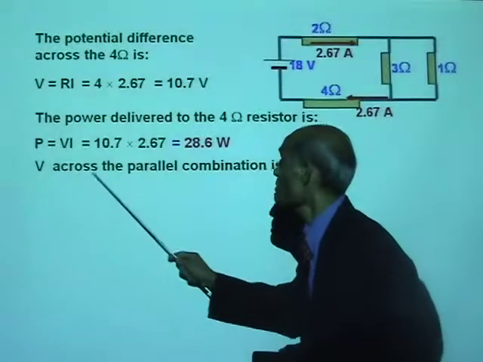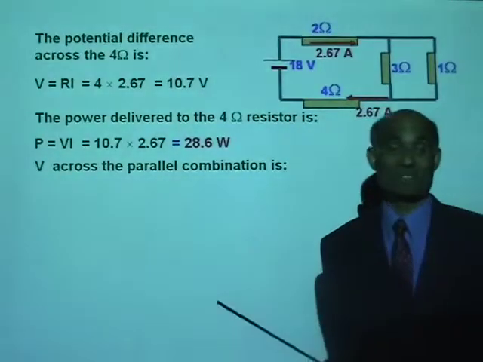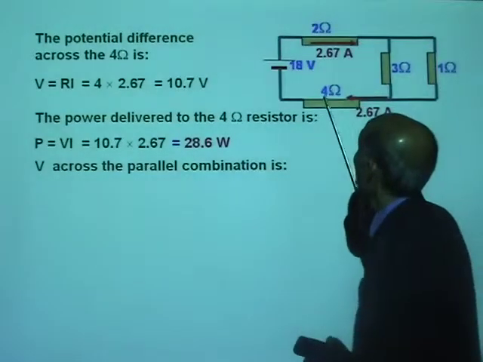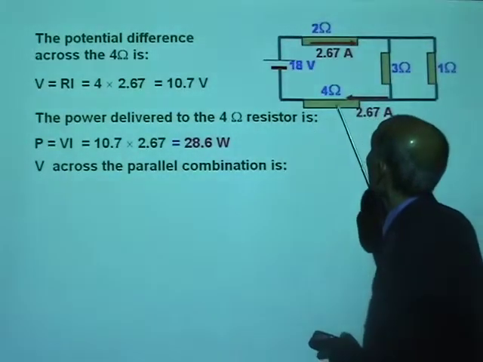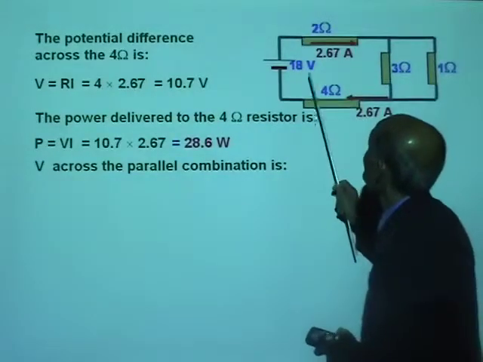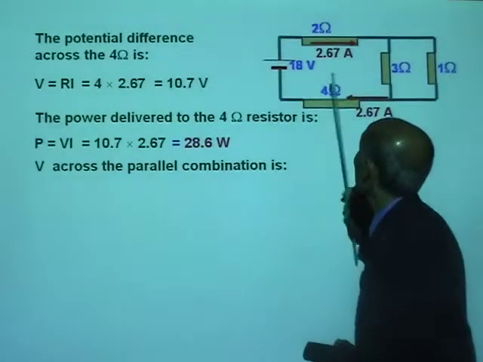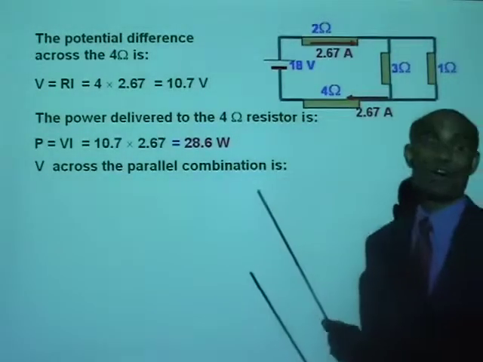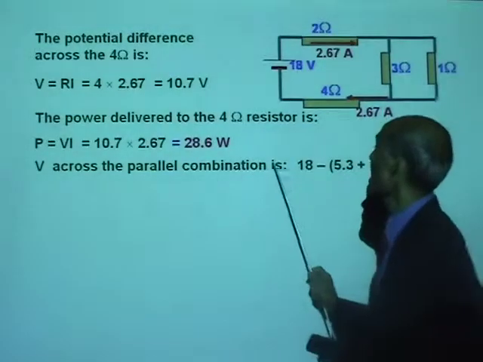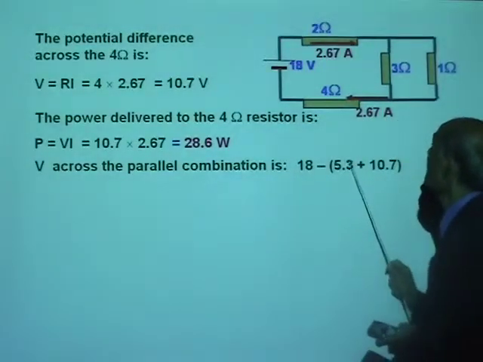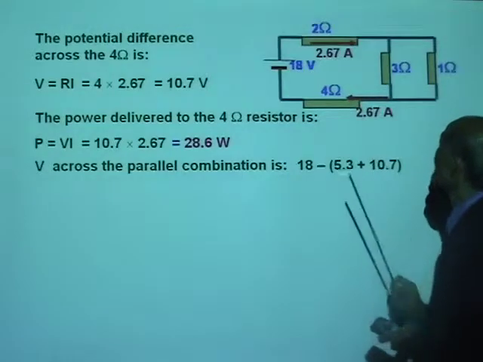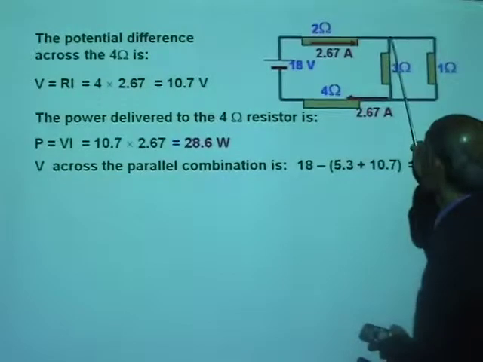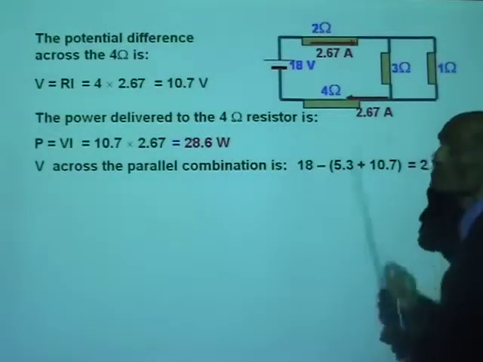Now what is the potential difference across the parallel combination? We know the potential difference across the 2 ohm. We know the potential difference across the 4 ohm. Add them together and take it away from 18. That will give you the potential drop across the parallel combination of 3 ohm and 1 ohm. So that will be 18 minus 5.3 plus 10.7. That is 2 volt. So the potential difference across the parallel combination is 2 volt.